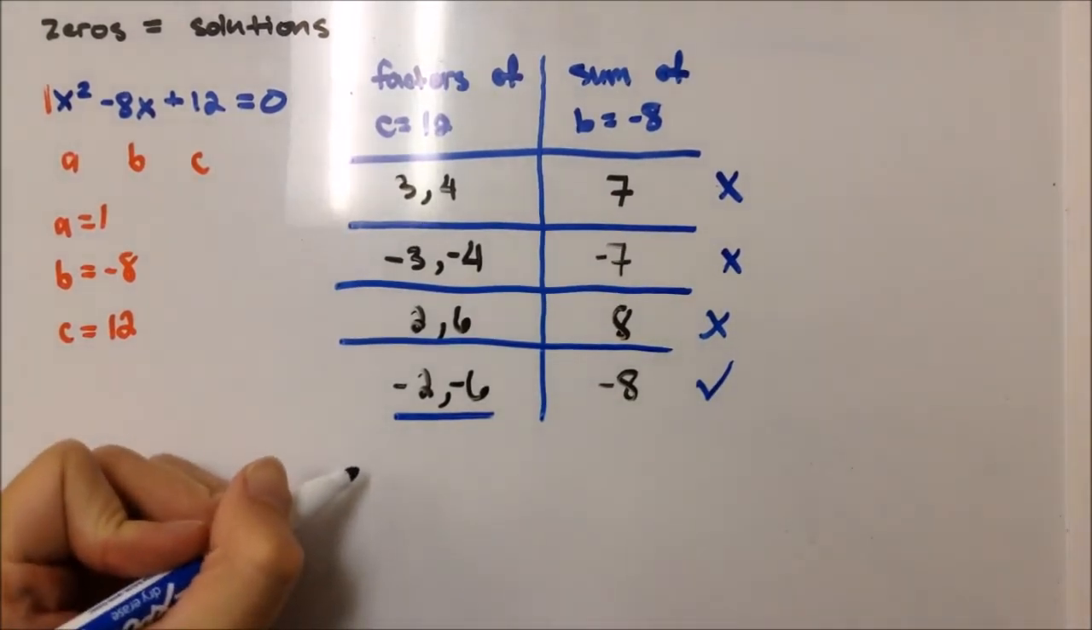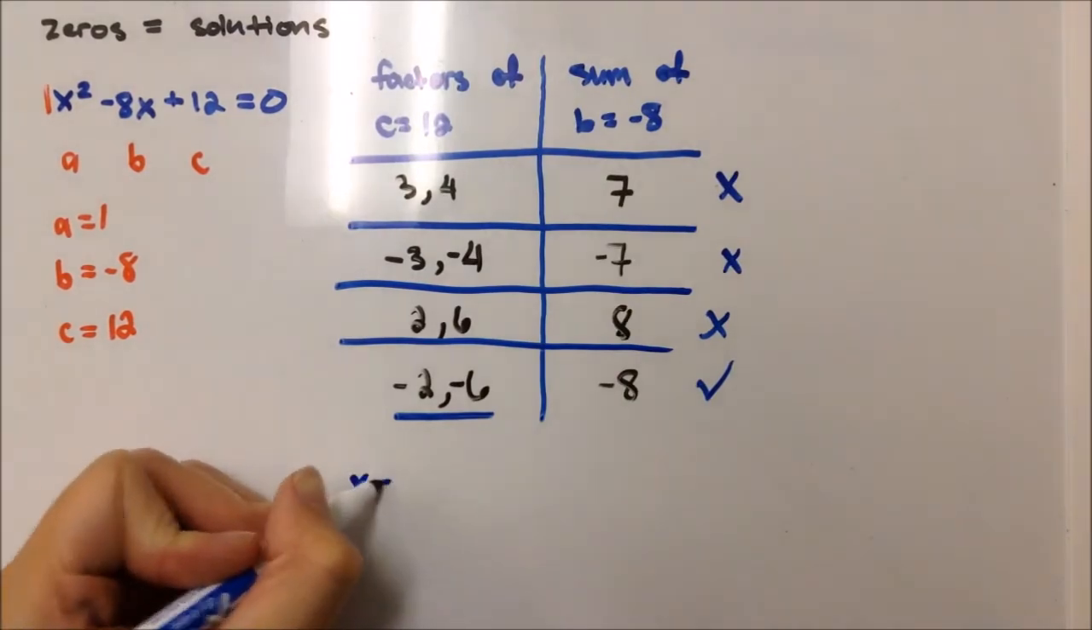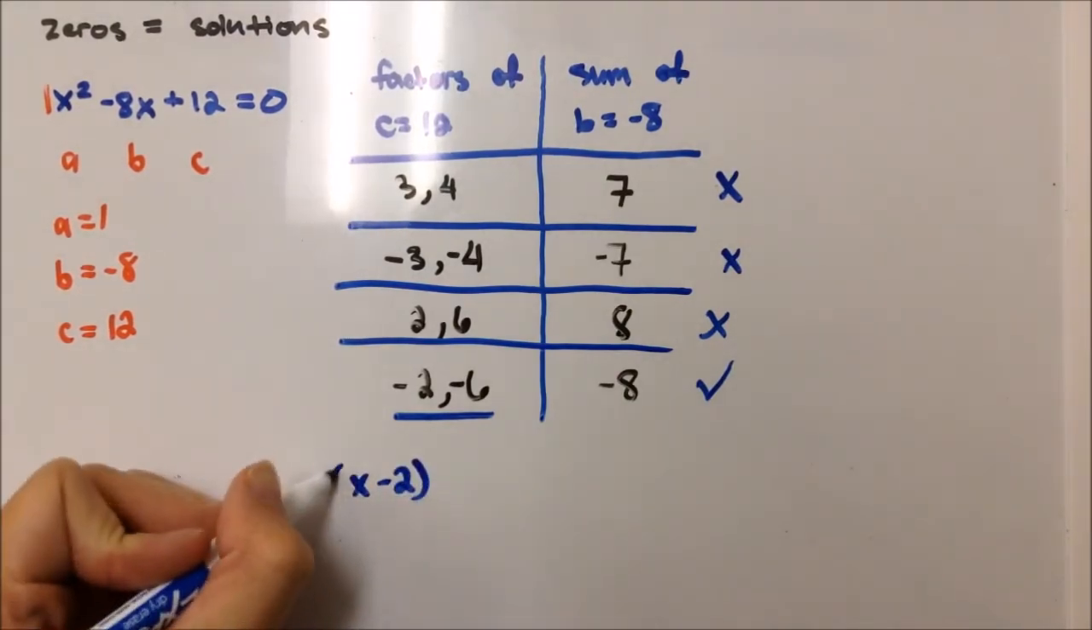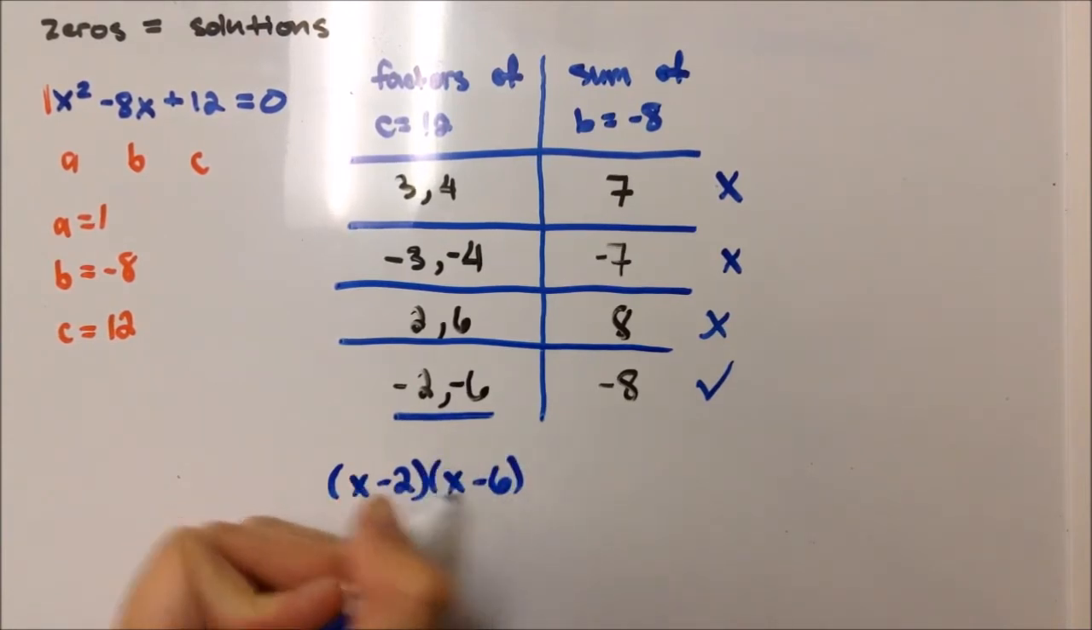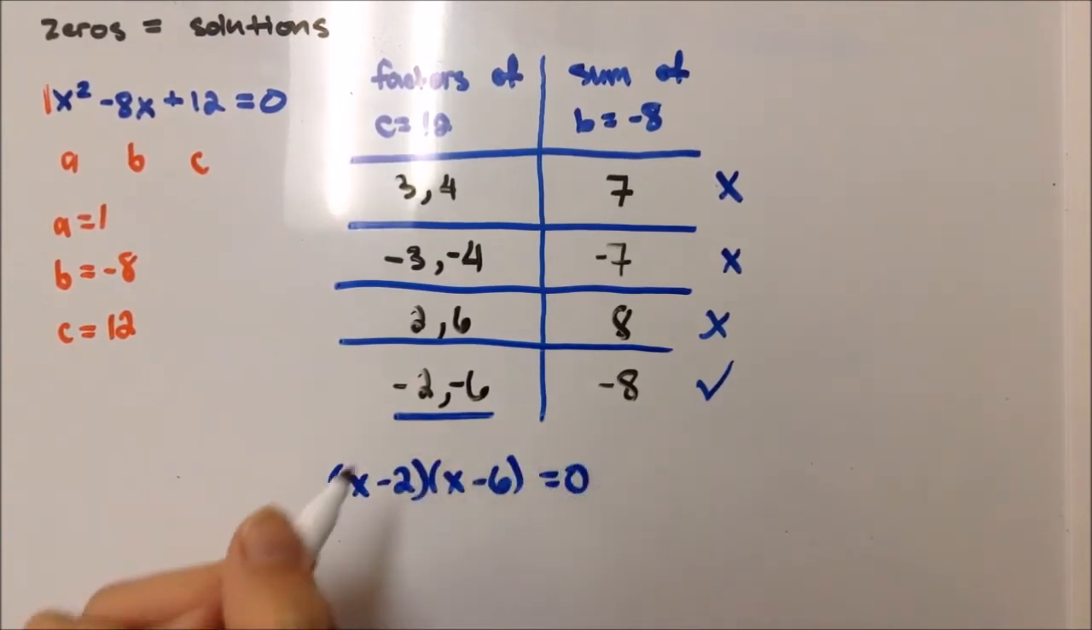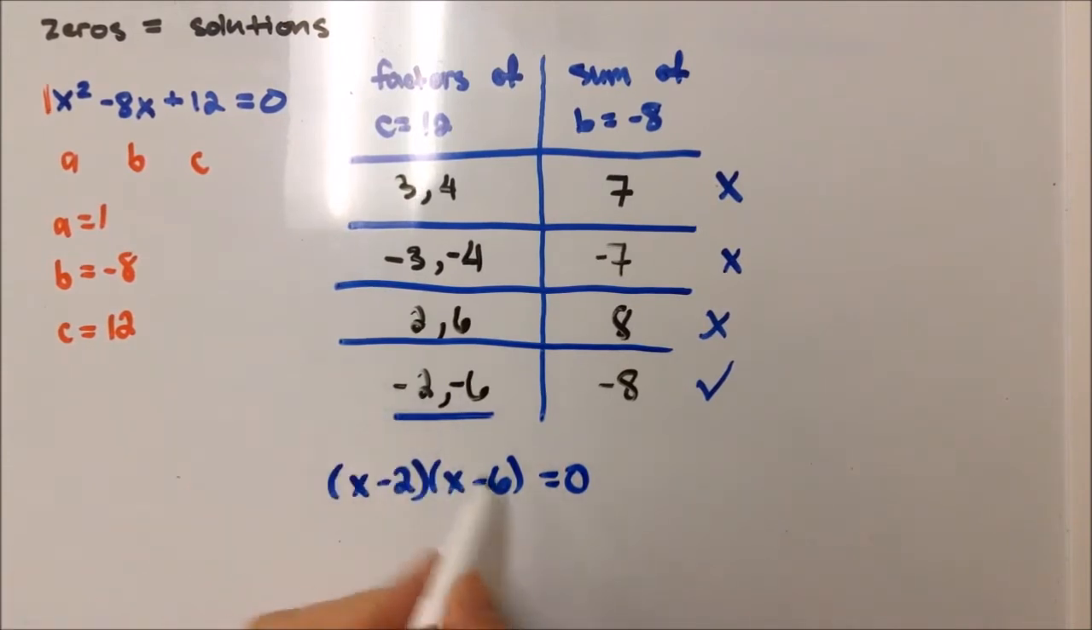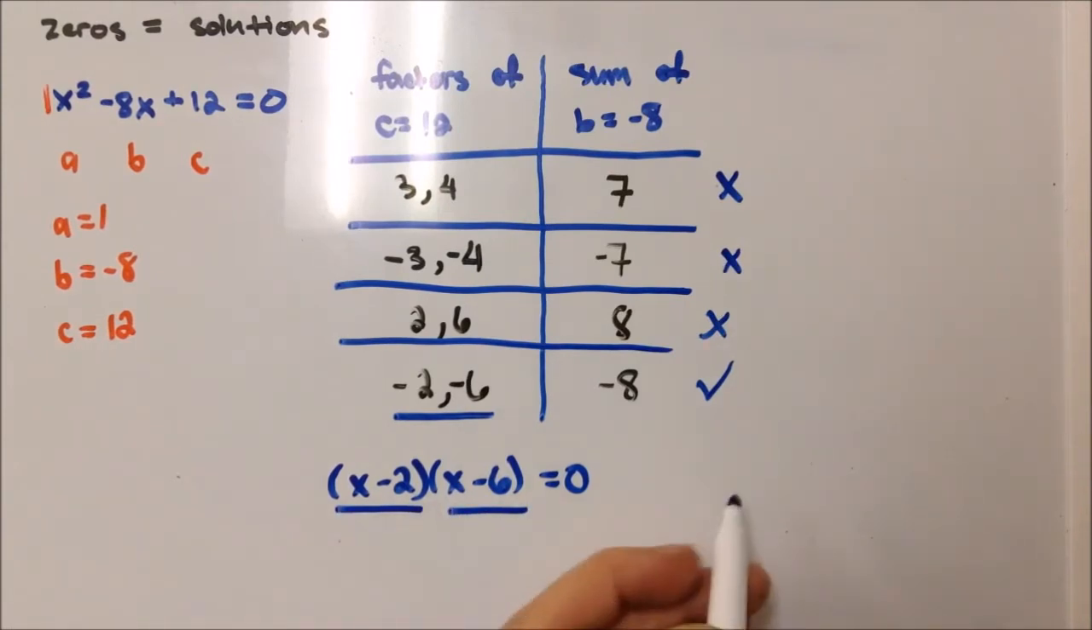So x minus 2 and x minus 6 equal 0. Minus 2 because it's negative, minus 6 because that's negative. Alright, once we have that in factor form, we are going to solve for x by setting both of these equal to 0.